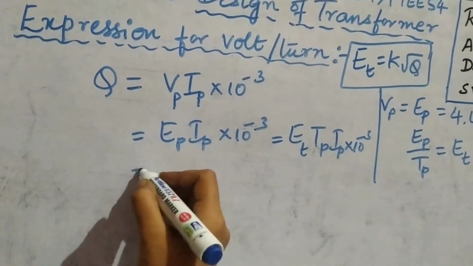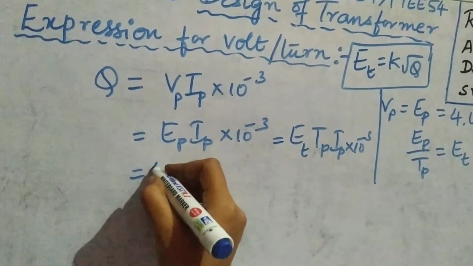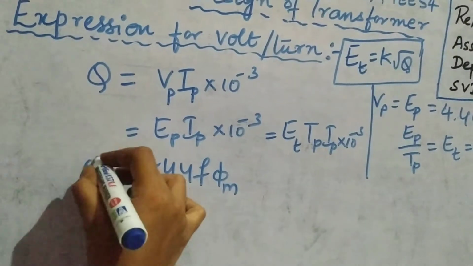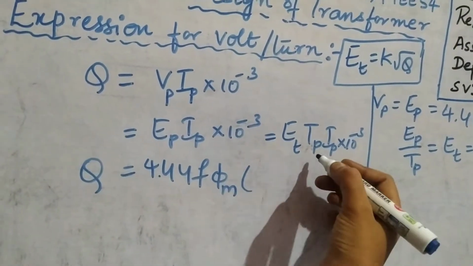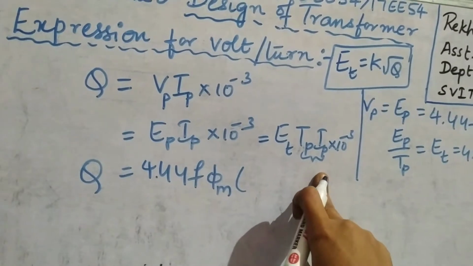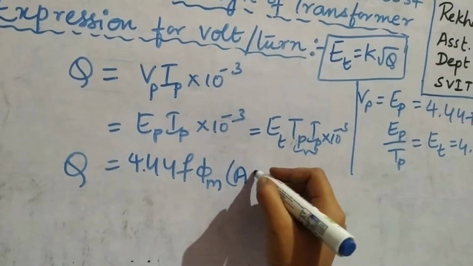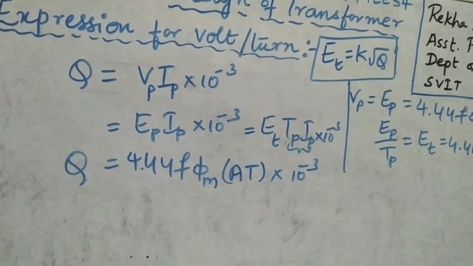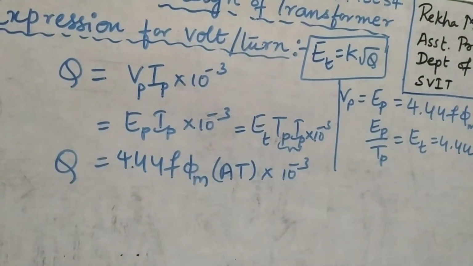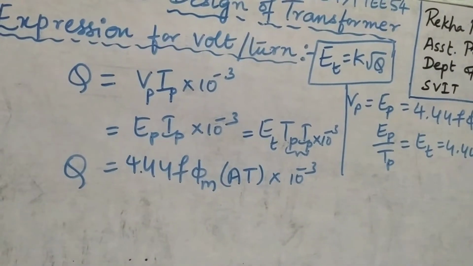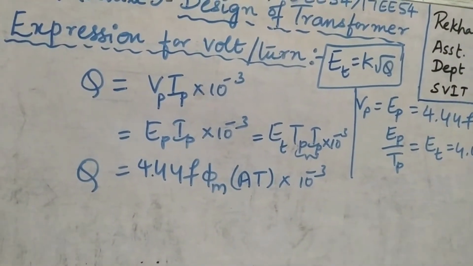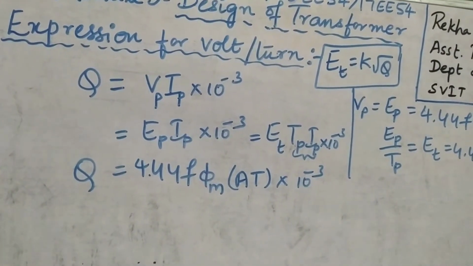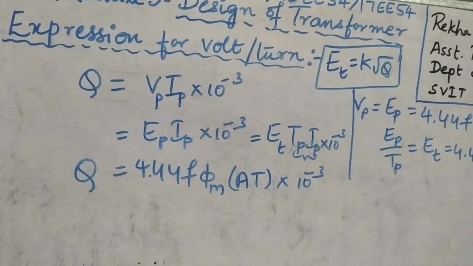So I will get what is Et. I will write it as 4.44 F into psi m. Tp into Ip is nothing but the ampere turns, so I can write it as ampere turns into 10 power of minus 3. That is about the Q. K will be some constant value; we don't know what it will be.